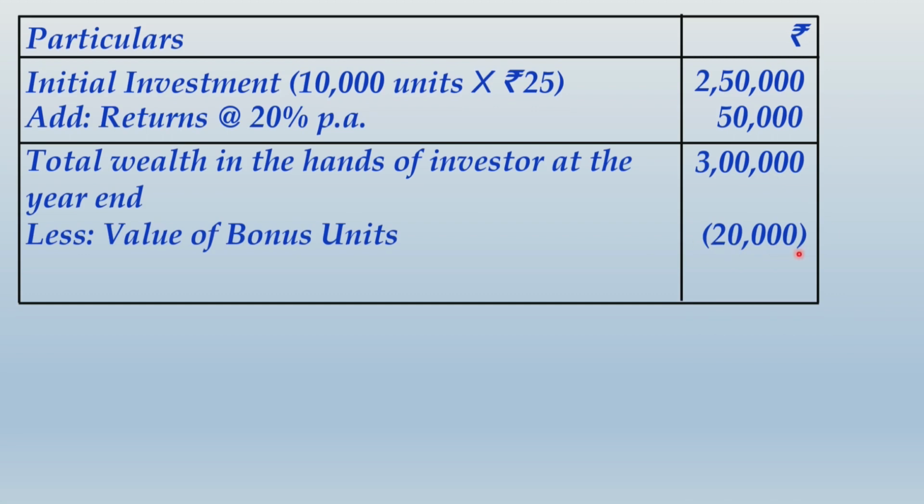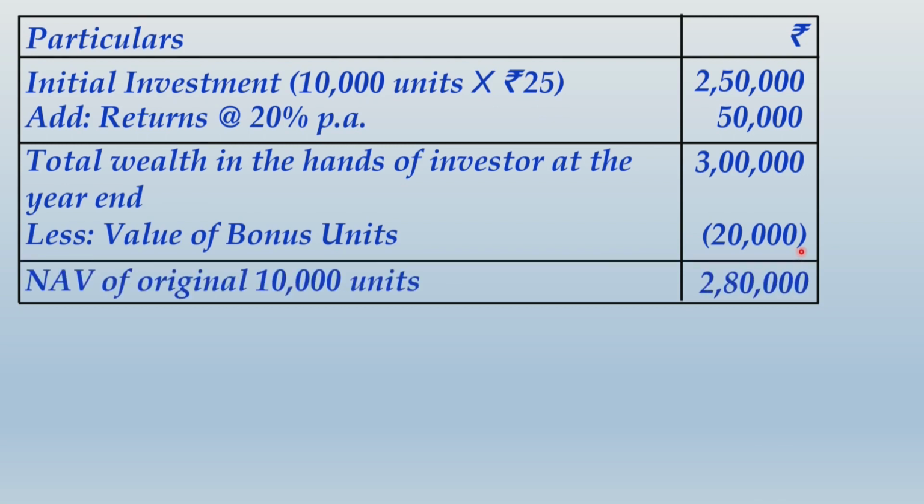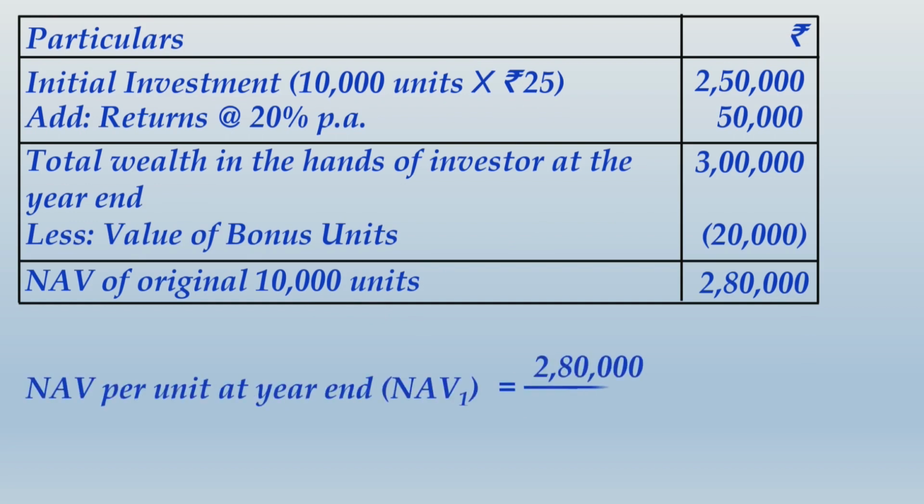So obviously the balancing value will be the value of the original units. Original units value will be 2,80,000, and original number of units were 10,000 units. So now through this we can definitely find NAV per unit will be rupees 28.